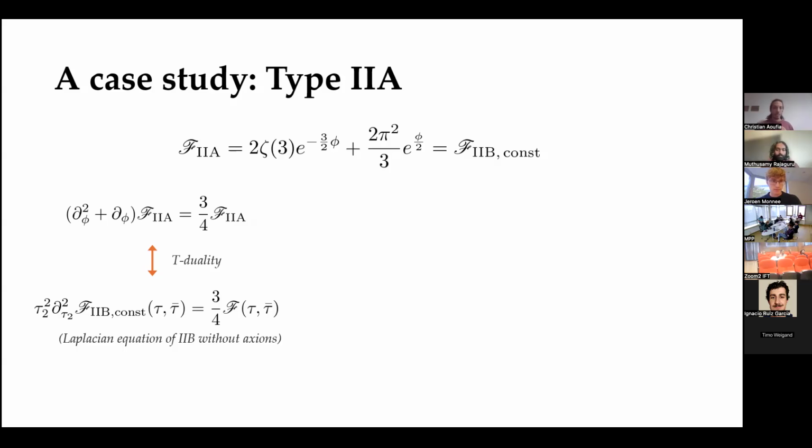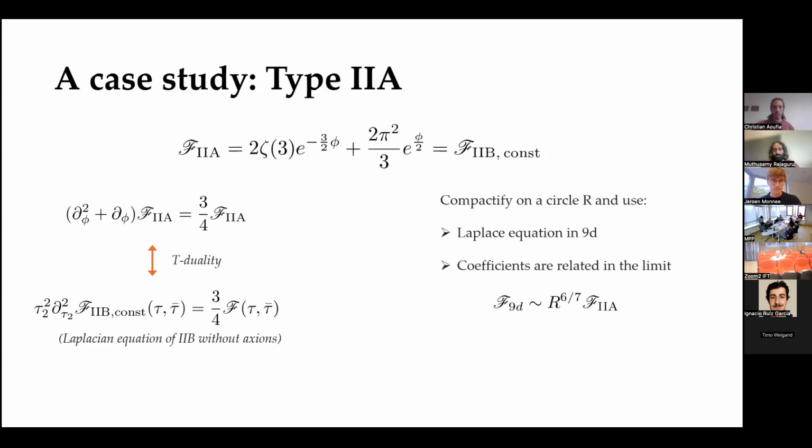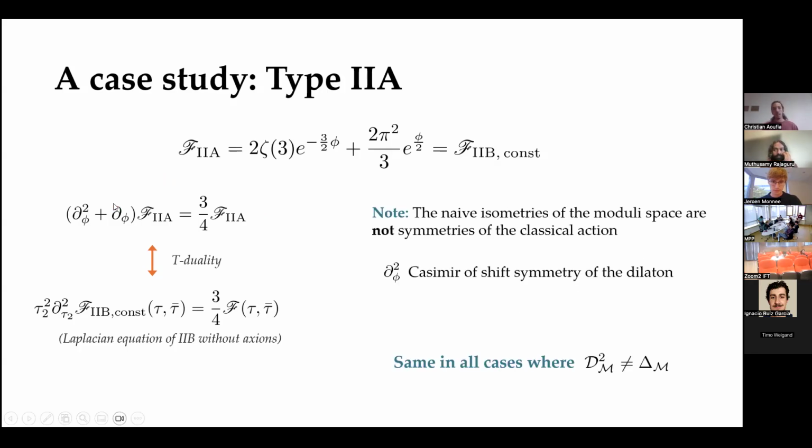We can be a bit more systematic, actually, and try to build the duality by compactifying on a circle R and use the Laplace equation in 9D, which we know must hold, and the fact that the two coefficients are related in the limit. If one does this, then one recovers the same equation. This is basically implementing the type 2B, type 2A duality. Notice here that this elliptic operator is not the Laplacian, but it's this Laplace-like operator because of the presence of this linear term.